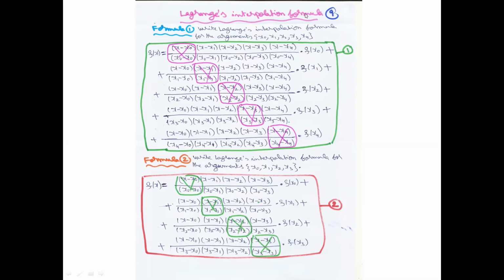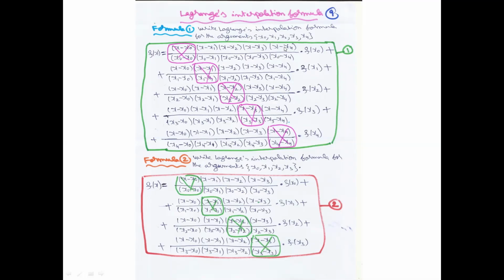Lagrange's interpolation formula depends on the number of arguments given in the problem. Suppose in the data, the set of arguments are x naught, x1, x2, x3, x4. This is the formula number one. If the given arguments are x naught, x1, x2, x3, this is the formula. So based on this logic, you can write down the formula for the set of arguments x naught, x1, x2 or more than x4 also.